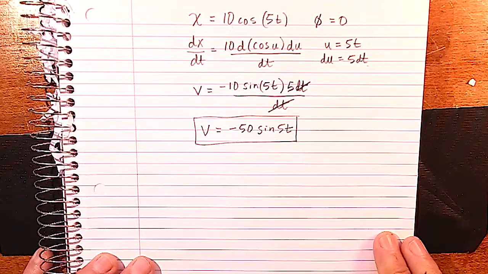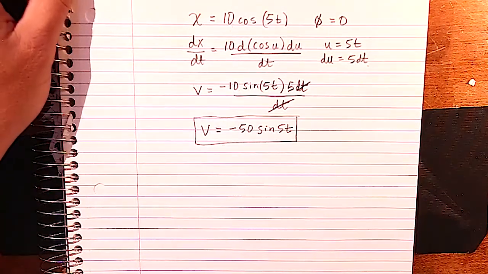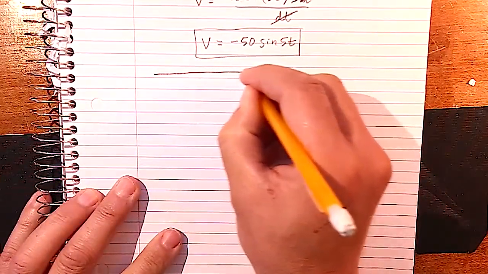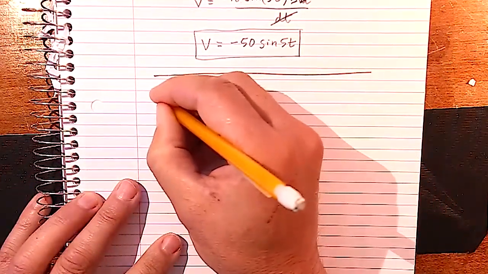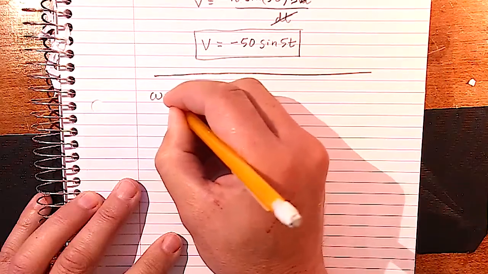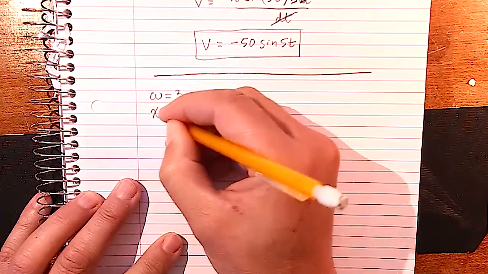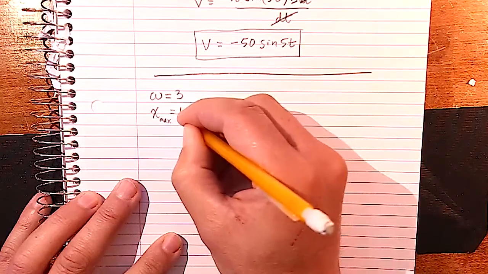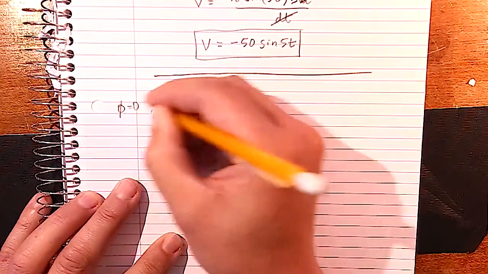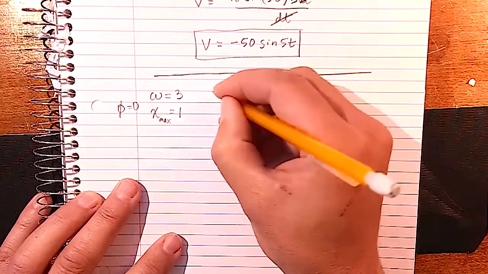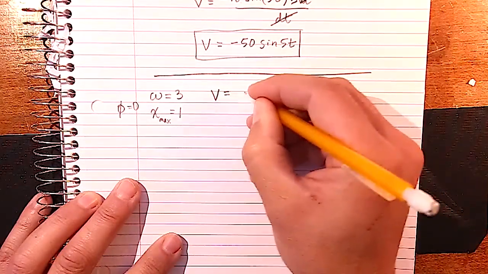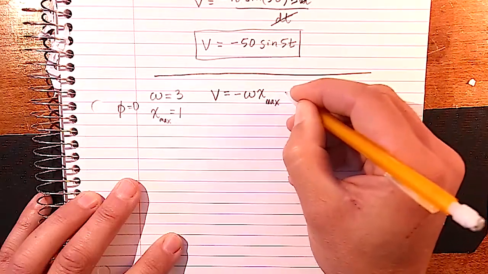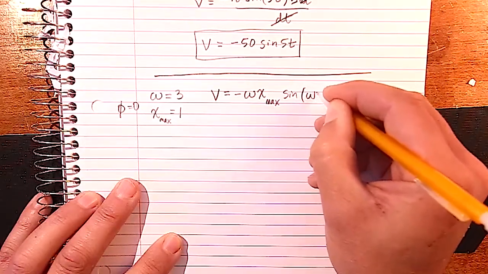Let's do a different problem. This time we'll do velocity, and we're starting from scratch here, so this is a new formula. We're going to say that the angular frequency is 3, our x max, our amplitude, is 1, and we'll do a phase shift of 0 again. So we're going to start with our velocity formula, which we know is negative omega x max sine omega t.